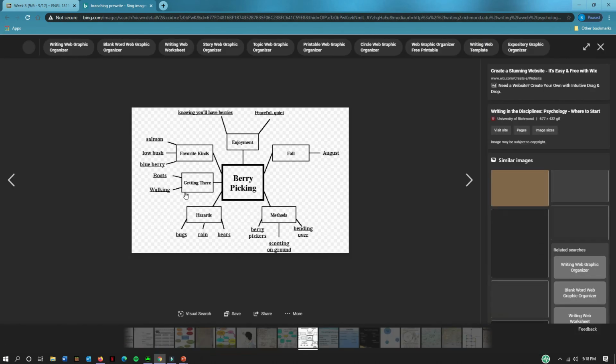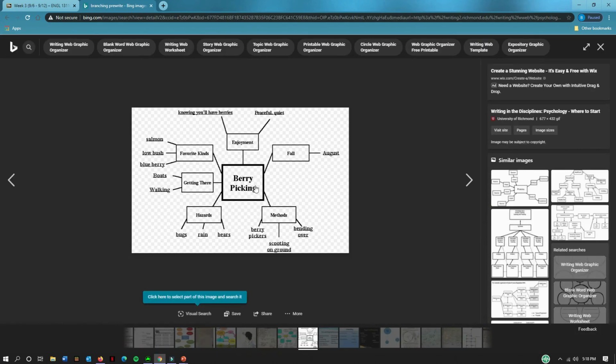Branching is like this. Your central point is berry picking. Talk about the hazards over here. Here's some of the hazards. Talk about getting there, some ways you can get there. That's what branching is.